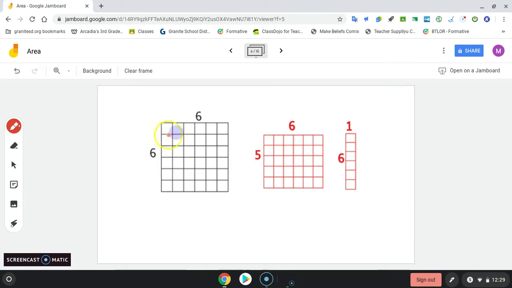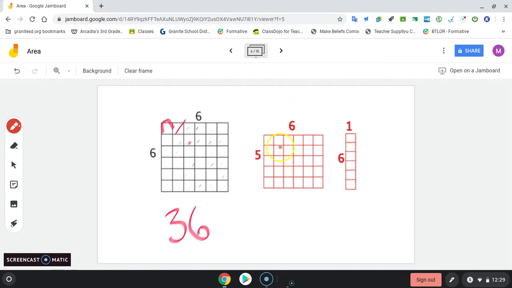Going to just count up the squares, right? 1, 2, 3, 4, 5, 6, 7, 8, 9, 10, 11, 12, 13, 14, 15, 16, 17, 18, 19, 20, 21, 22, 23, 24, 25, 26, 27, 28, 29, 30, 31, 32, 33, 34, 35, 36 squares.